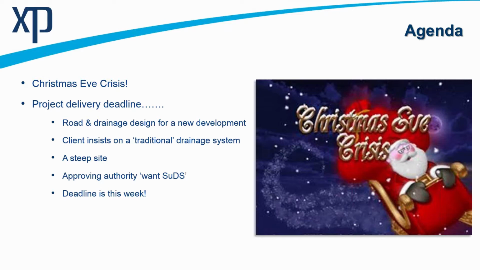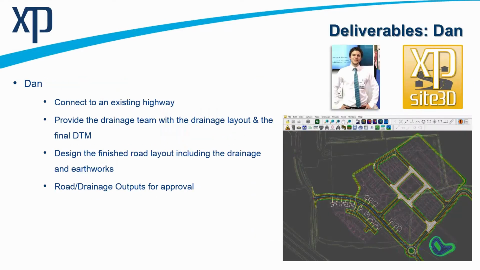So what we need is a team, and that team is Dan Darcy and Max Anderson. What's going to happen today is that to deliver this project on time, Dan will be working with XP Site 3D, and simultaneously Max will be working with Microchainage. Dan's deliverables are to connect to an existing highway. So we'd like Dan to show you how to make that connection into an existing highway for your 278s.